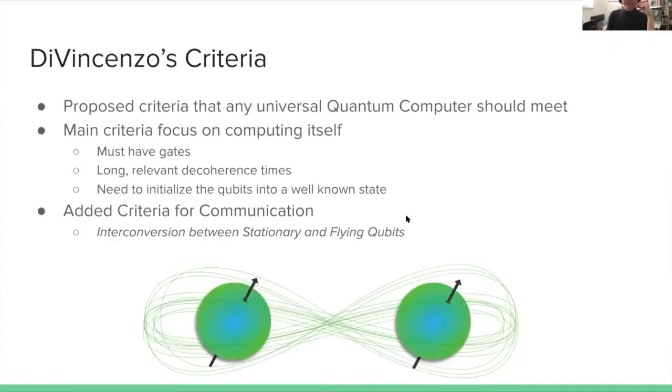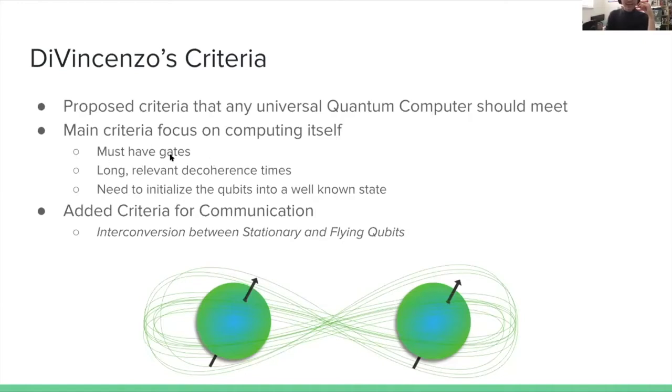So, okay, now we can get into what DiVincenzo's criteria really are. I did this hand-wavy thing where I said it's the big picture of what quantum computing should be. Well, the reality is it's a number of criteria that any universal quantum computer should meet. It's stuff that any user of a quantum computer, or anyone doing something useful with the computer, should seek out in a real system that they want to call a computer. So the main criteria focus on the idea of computing itself. These are just some highlights.